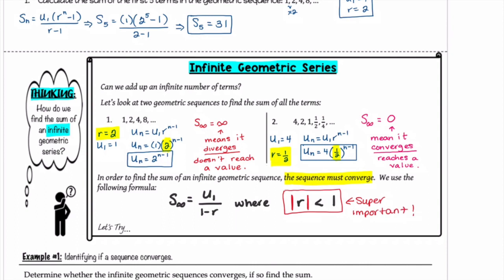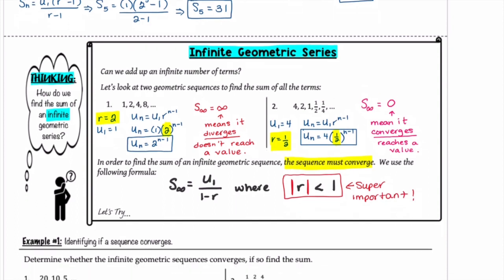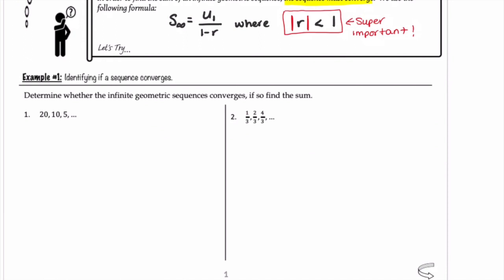So let us try some problems. Example number 1. Identifying if a sequence converges. So determine whether the infinite geometric sequence converges. If so, find the sum. So first thing we want to determine is, does this sequence converge? So what we are going to do is identify our common ratio.